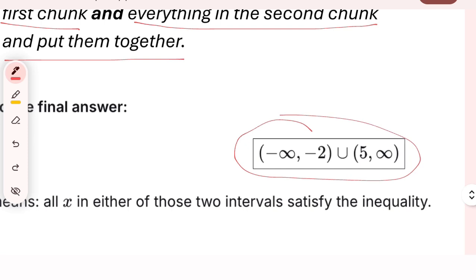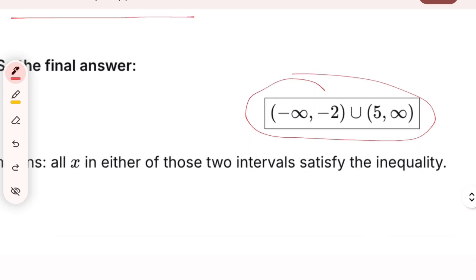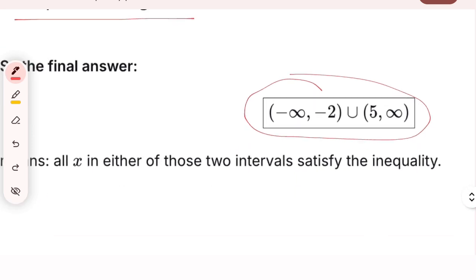See, the first chunk and the third chunk, the first interval and the third interval. So the answer would be all x values in either of those intervals will satisfy the inequality, right? Any values within those 2 intervals would satisfy our inequality. All right? It is easy, don't you think?